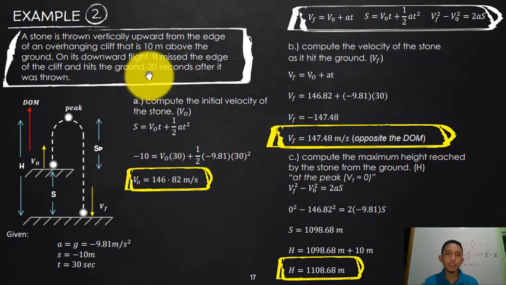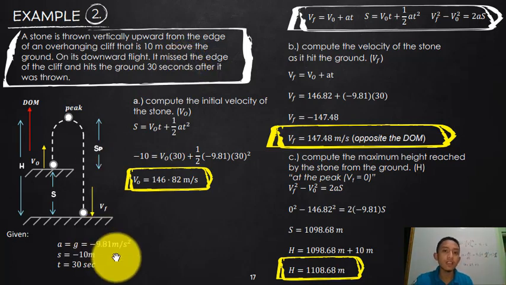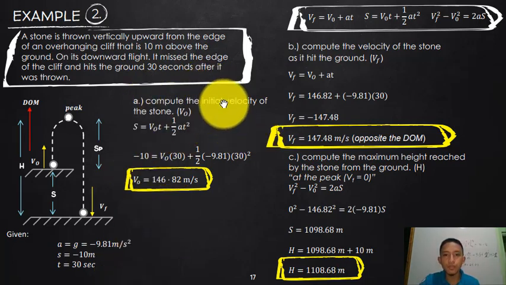And then of course, it says that the motion happened for 30 seconds. So that is the total time elapsed. By the way, time has no negative or positive, because there is no direction of time. Only acceleration, displacement, and velocity have direction. So the time will always be positive. Do not put a negative time. The first unknown is to compute the initial velocity of the stone. So that is your V sub O.